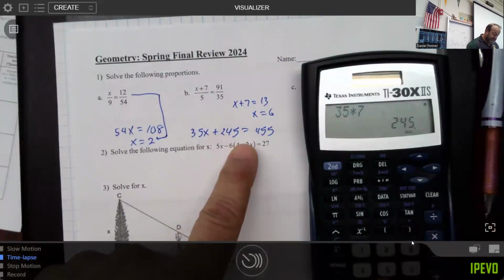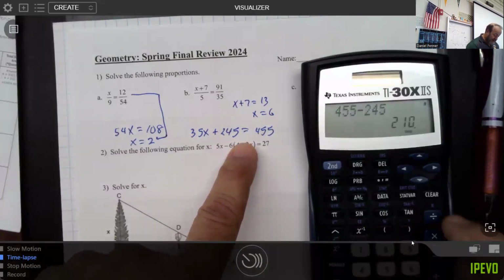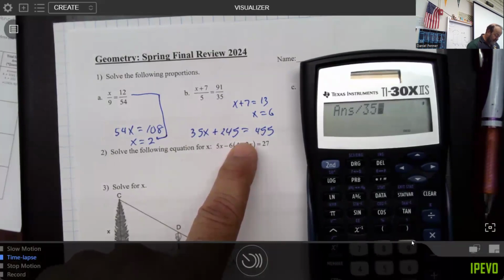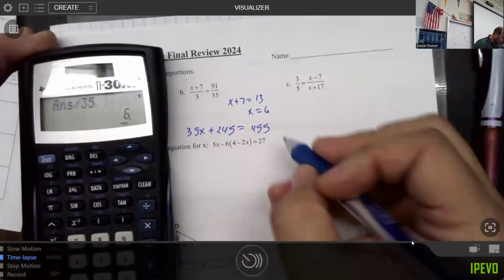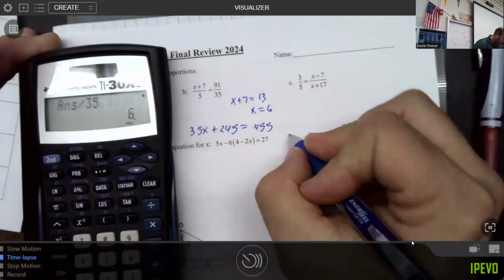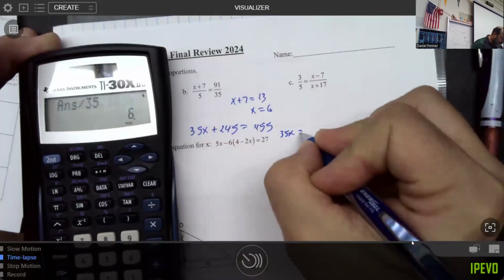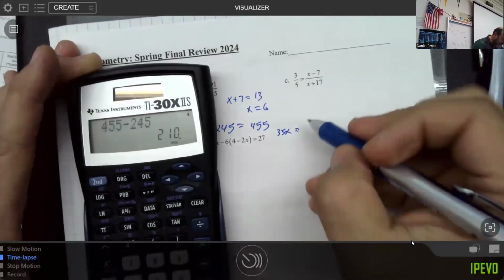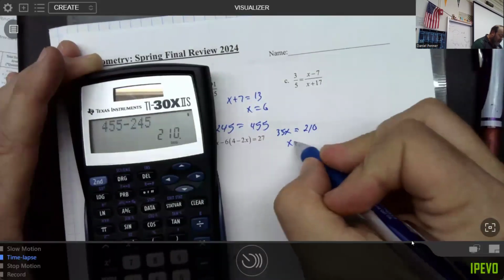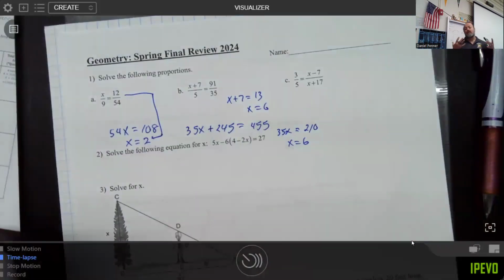455 minus 245, and then divide that by 35, and we're going to get the same answer, right? We got x equals 6, and I should probably finish writing that out more thoroughly. 455 minus 245 is 210, and then we're going to divide both sides. But see, just using proportional reasoning instead of, hey, always cross multiply.